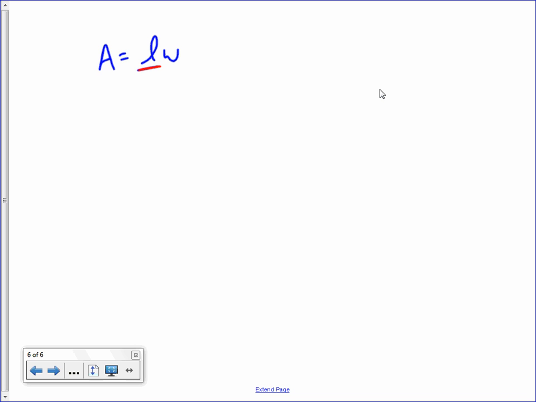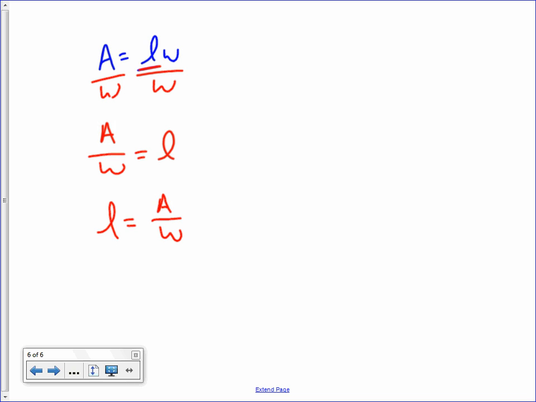So in order to get rid of multiplication, we should all know that we are going to divide. So we should divide both sides by a W. And what we'd be left with is just simply A divided by W is equal to L. Now what does that stand for? That simply means to us that the length of a rectangle is equal to the area of the rectangle divided by the width. So why would you want to do that?